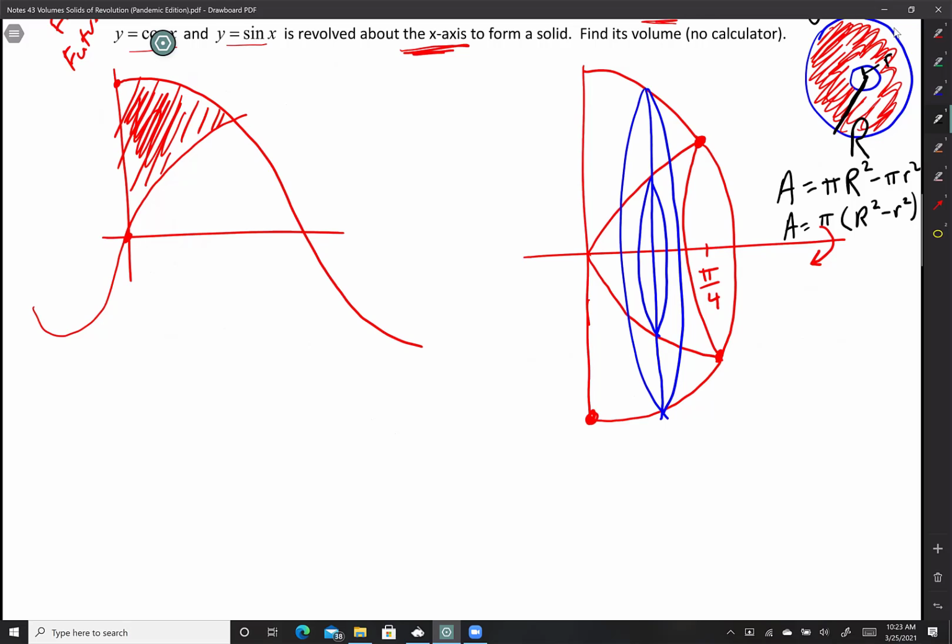This is a washer. It doesn't matter where you cut it, it's always going to be a washer, unless you're at the two extremes.